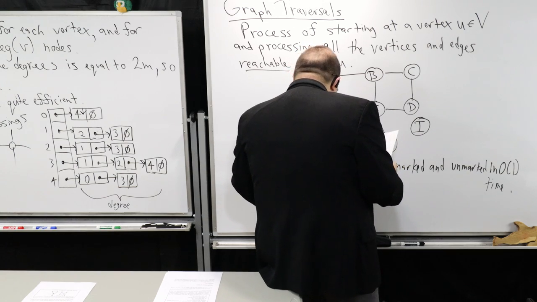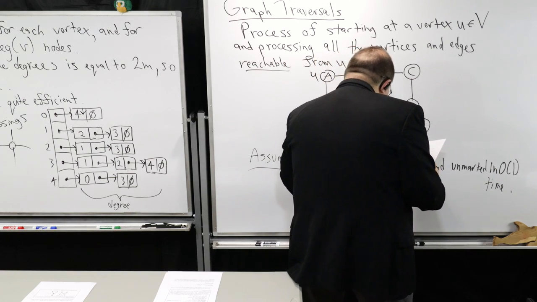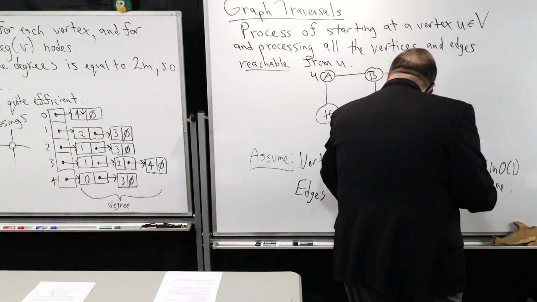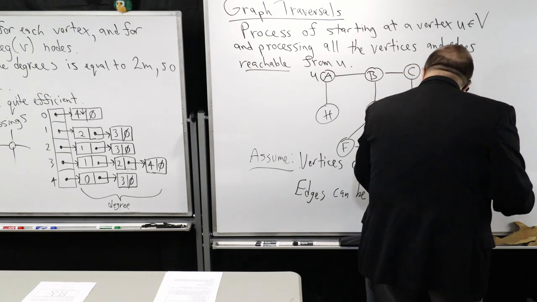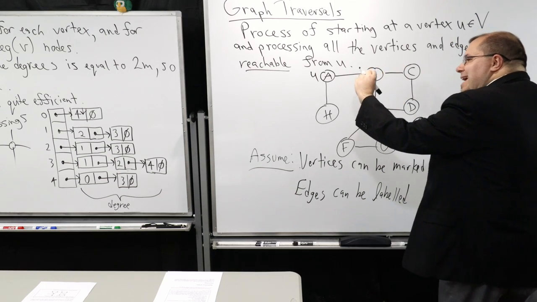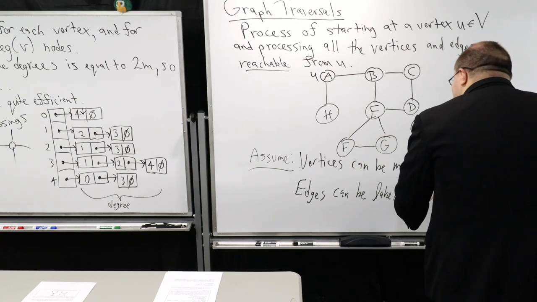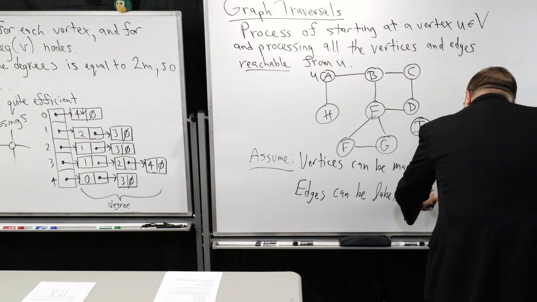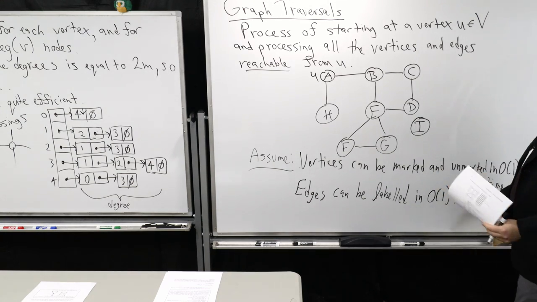Another assumption that I'm going to make is that edges can be labeled. Now you might ask, what the heck does marking mean? I just simply mean that I'm putting a little tick saying, hey, look, I visited this one or I didn't visit this one. That's how I'm going to use it. Edges can be labeled in constant time. So this one is very natural.